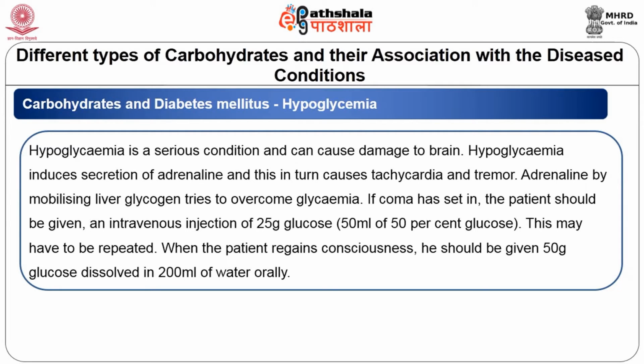If coma has set in, the patient should be given an intravenous injection of 25 gram glucose, that is 50 ml of 50% glucose. This may have to be repeated. When the patient regains consciousness, he should be given 50 gram glucose dissolved in 200 ml of water orally.